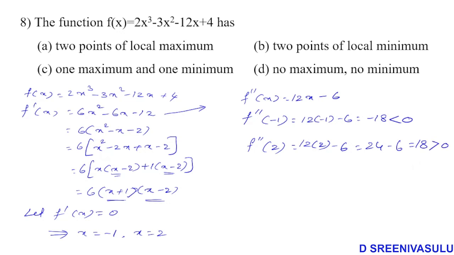Then we know that f double dash x greater than 0 means local minimum, less than 0 means local maximum. Therefore, here there are two points. One is maximum, one is minimum. Option C is the correct one.